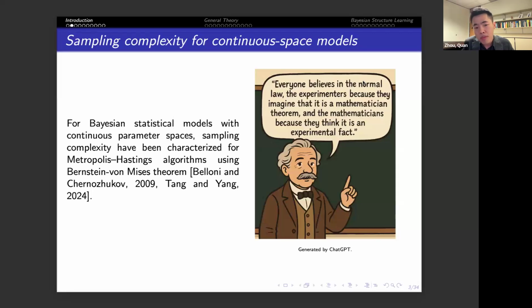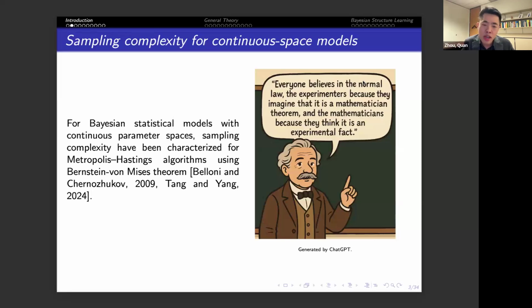And then in a recent paper by Tang and Yang, they considered a very similar setup, and they obtained the complexity for MALA, the Metropolis-adjusted Langevin algorithm. I just want to say that if you are willing to further assume, for example, that the target distribution is log-concave, or satisfies certain functional inequalities, then of course you will be able to apply a lot more existing theoretical results to characterize the complexity of your Metropolis-Hastings algorithm.